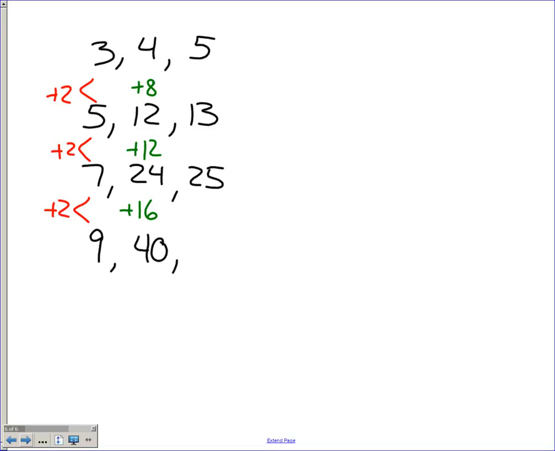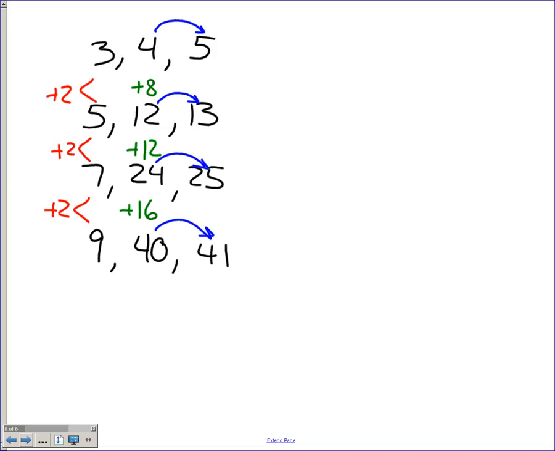Well, now then, look at the second and third positions. Notice that the 4 is exactly 1 less than 5. 12 is exactly 1 less than 13. 24 is exactly 1 less than 25. And yes, this one as well, the longer leg, is exactly 1 less than the hypotenuse. So it's a 9, 40, 41.